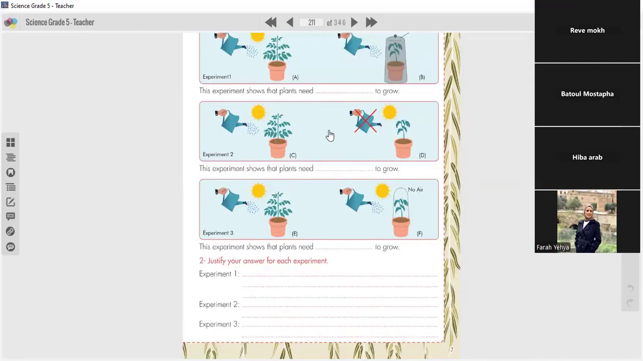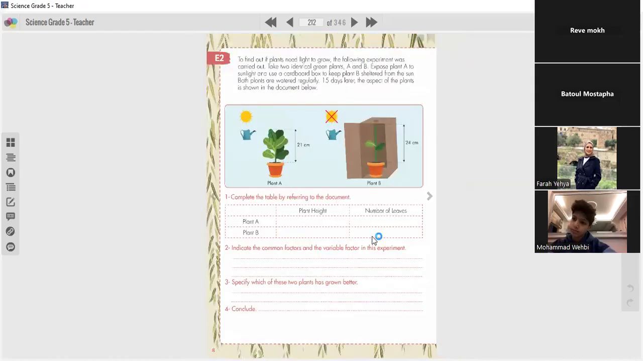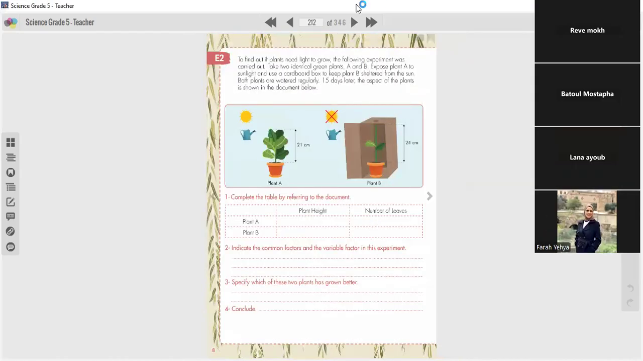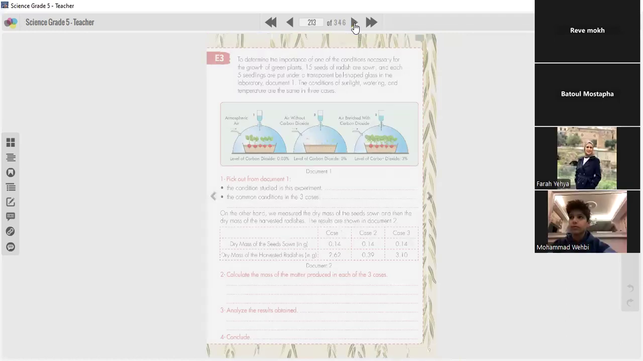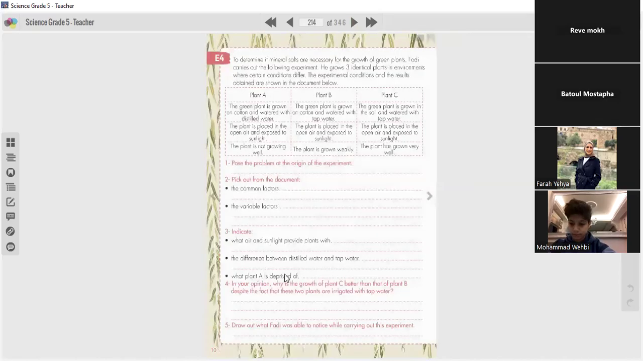So we did an experiment for each factor. Of course I will send the answers on Google Classroom. Exercise 2 I don't want because we already did some exercises like this one. Exercise 3 I wanted, but I prefer to keep it once we go to the school. So let's do exercise 4, page 10.